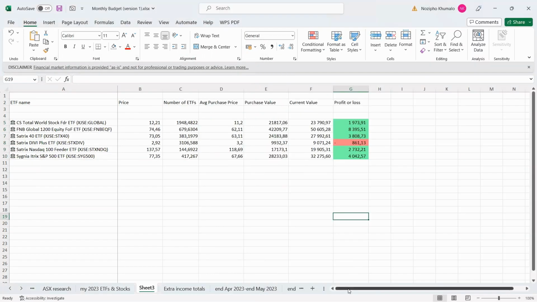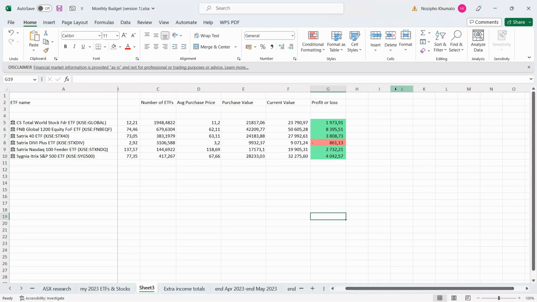Then another reason why I built this really is for the dividends. Okay, so the dividends, I'll just make a separate calendar here and call it dividends, and then label it from January to December.